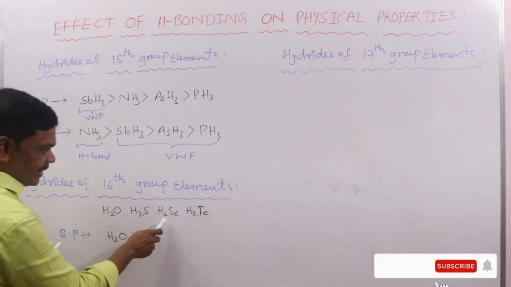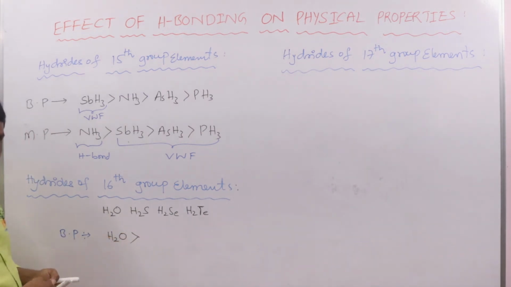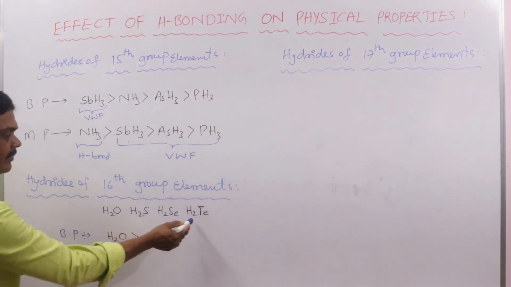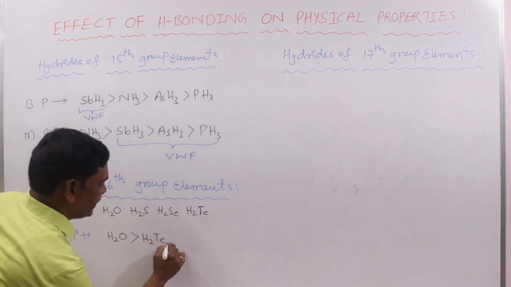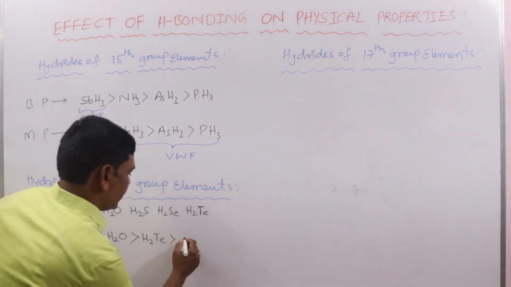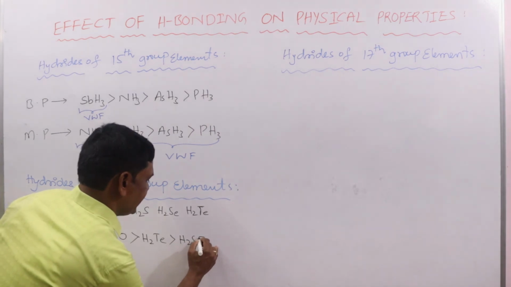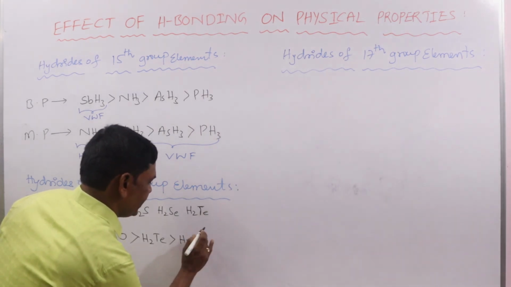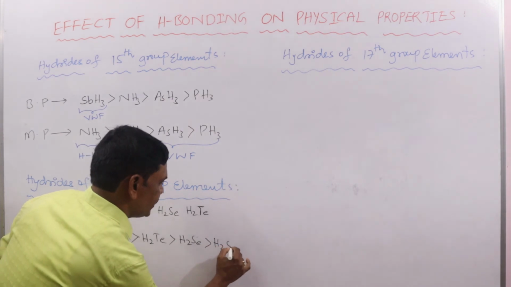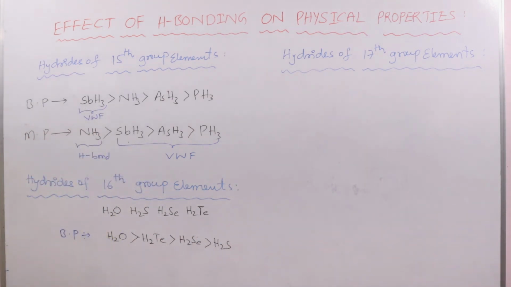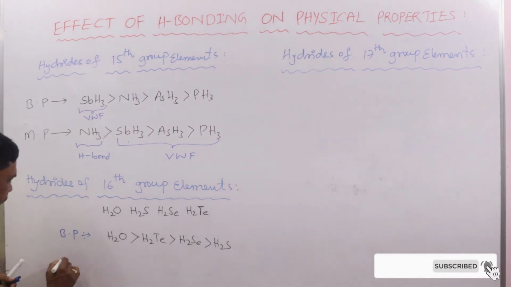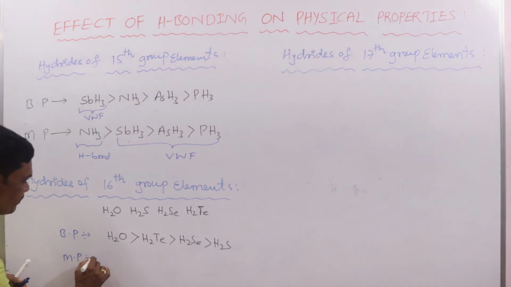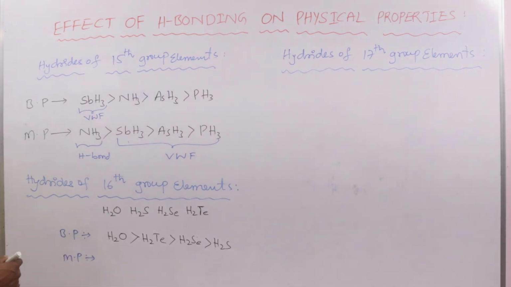So now in case of remaining 3, there is no formation of hydrogen bond. So which one is dominating? Here Van der Waals forces are dominating. So now here it is H2Te greater than H2Se greater than H2S. So this is the order of boiling point. So next one is what? The melting point. Here it is the melting point of hydrides of 16th group.